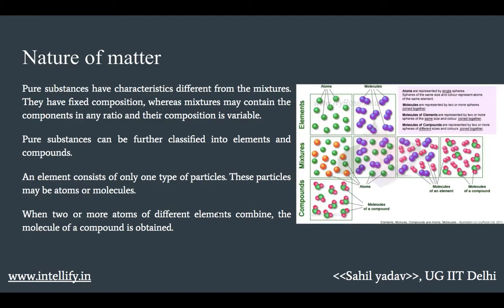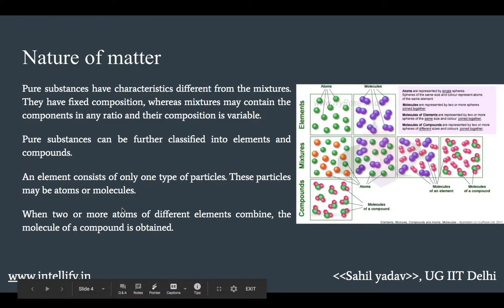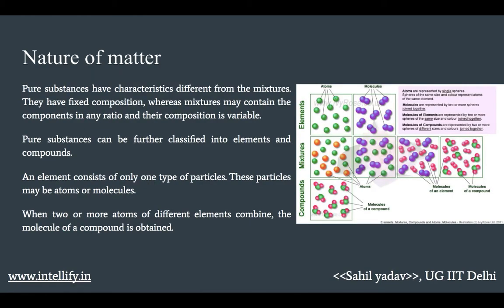Pure substances can be further classified into elements and compounds. An element consists of only one type of particle. These particles may be atoms or molecules. You may be familiar with atoms and molecules from your previous classes. Sodium, copper, silver, hydrogen, oxygen, etc. are some examples of elements. They all contain atoms of one type. However, the atoms in different elements are different in nature.